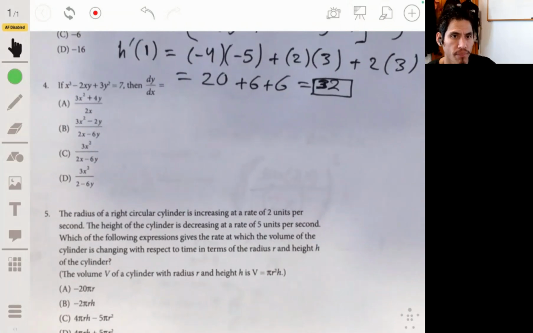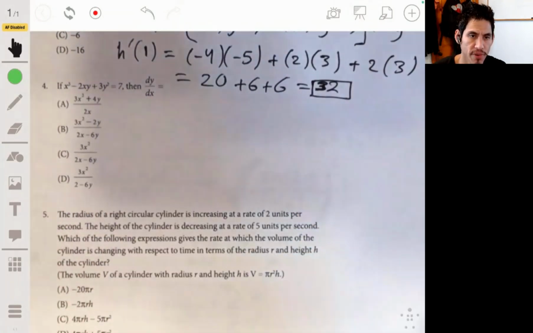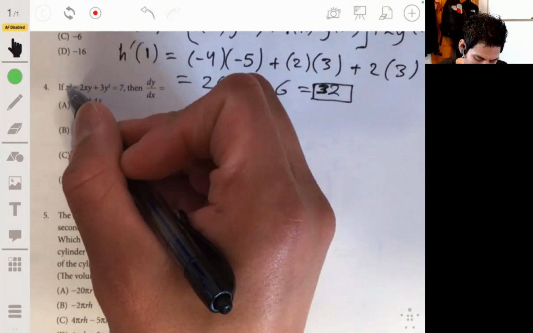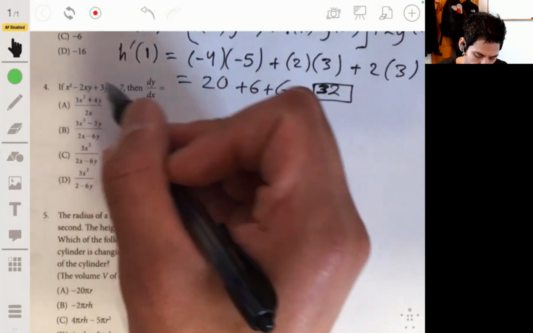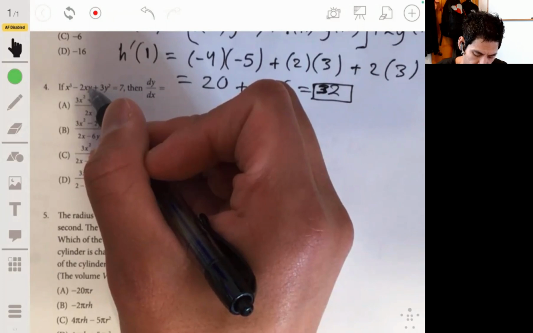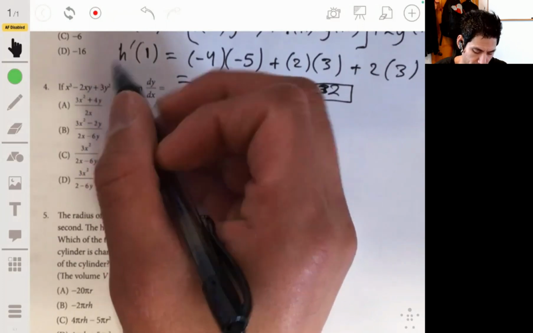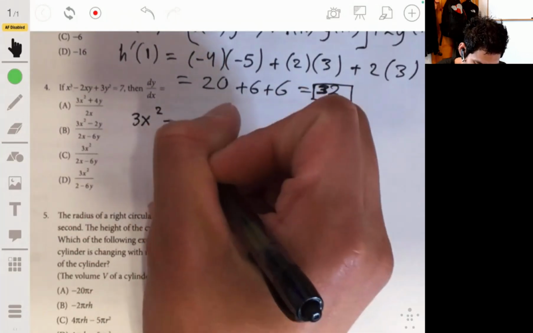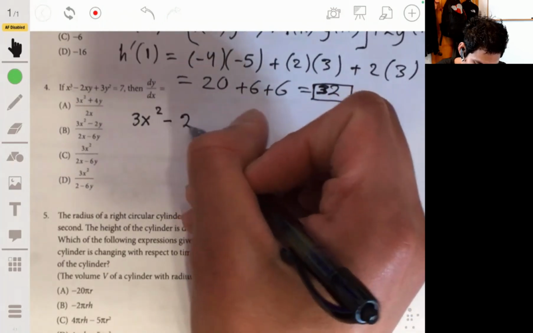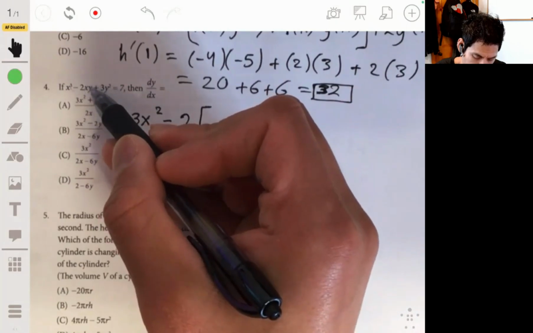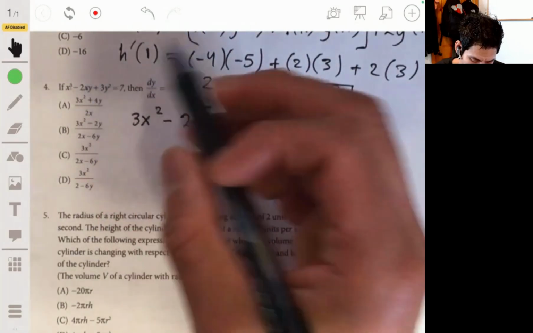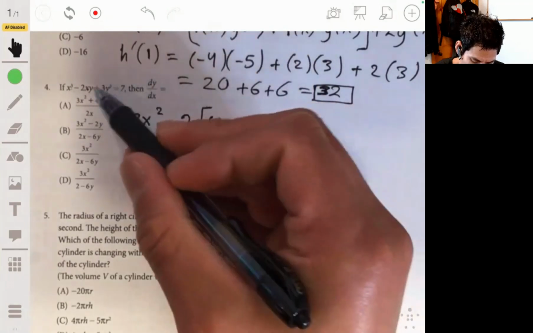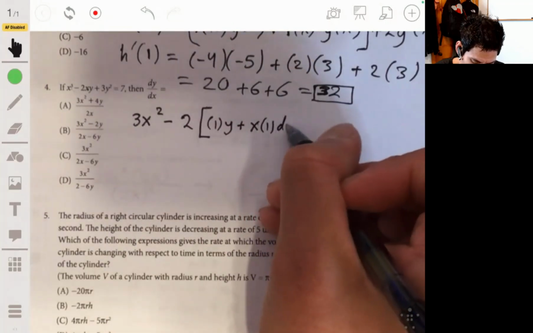All right, problem 4. Got to find dy dx for this. So here we're going to use implicit differentiation. We differentiate the x variables just like normal. But when we have a y that we're differentiating, we have to multiply by dy dx. So it's going to look like this. We're going to have 3x squared minus 2, and I'm going to break this up so we have the product of x, y. So the derivative of x is just 1, so we have 1 times y plus x. The derivative of y is just 1 as well, but we're going to multiply it also by dy dx.